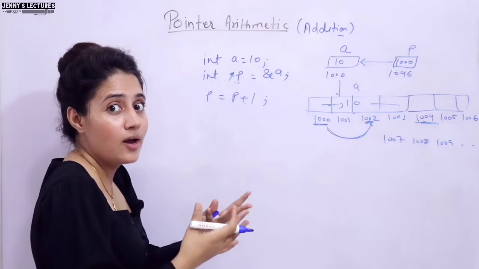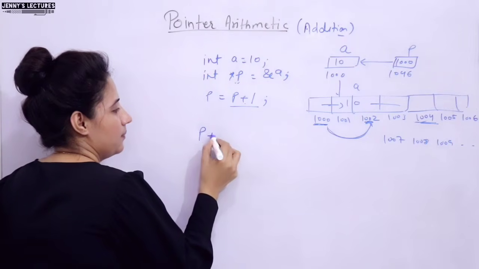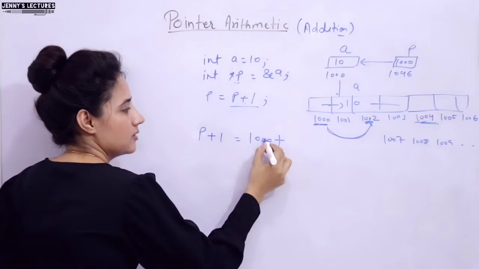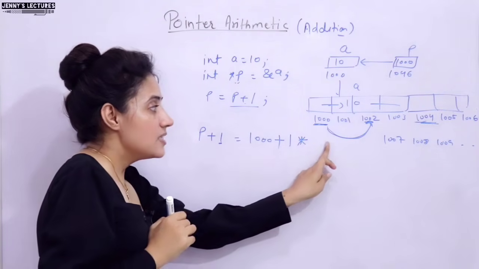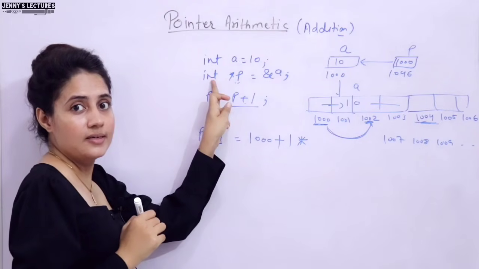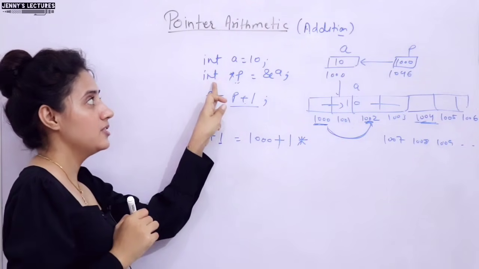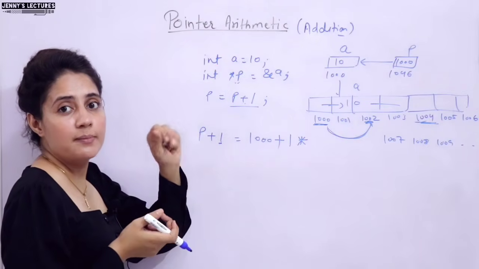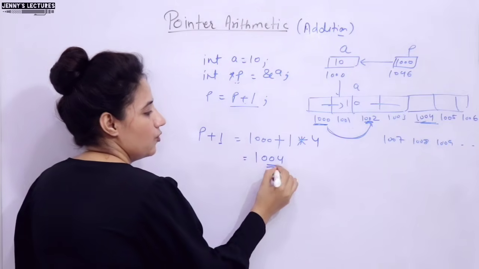So what should be the formula? See, p plus 1 would be considered something like this. If you add p plus 1, then in p we have 1000 plus 1 into size of the data type. The data type is here int, because the pointer is containing the address of a variable whose data type is integer. Obviously this is integer, this would also be integer. Integer is taking, I am supposing, 4 bytes, so into 4. So now the answer would be 1004.